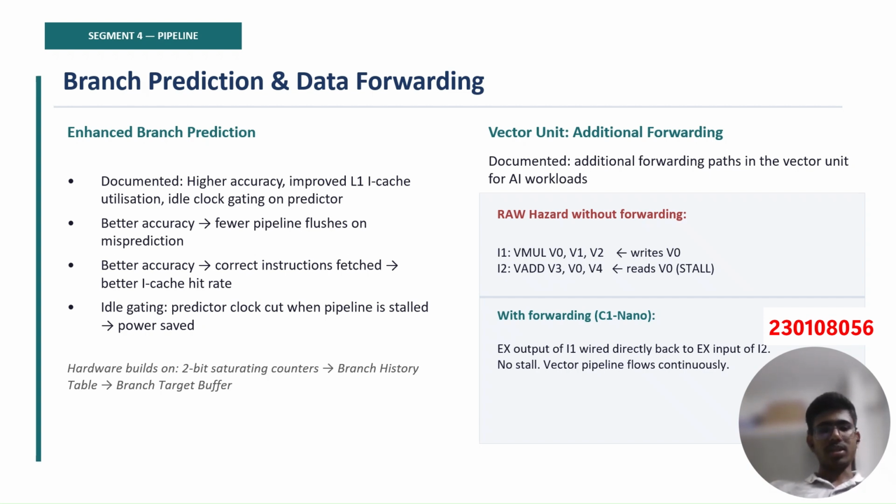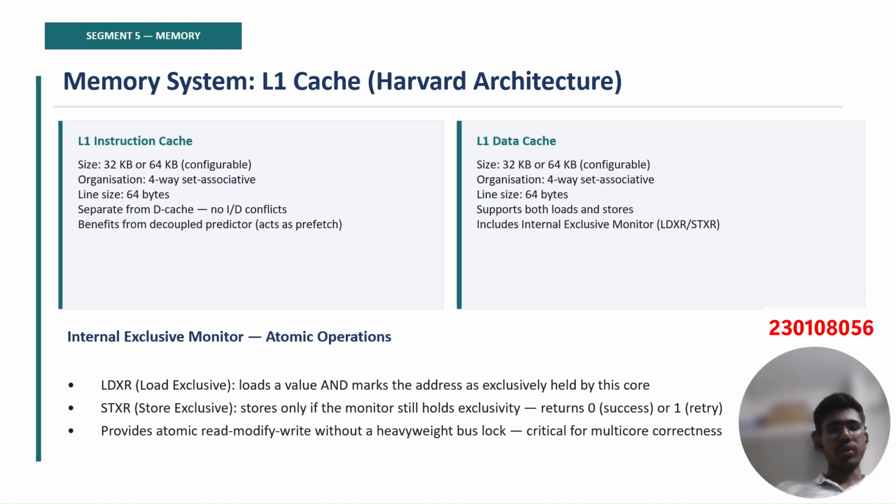And now we will discuss the additional forwarding in the C1 Nano processor. The C1 Nano processor has additional forwarding ports in the vector unit for the AI workloads. Without the additional forwarding, we face RAW hazards as shown in the slide. So, the C1 Nano processor uses the additional forwarding to prevent this. The EX output of instruction 1 is written directly back to the EX input of instruction 2 so that no stall occurs. This way, the C1 Nano processor reduces the RAW hazard problems with the help of additional forwarding.